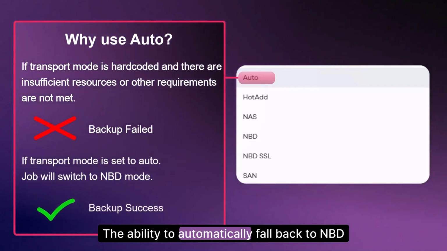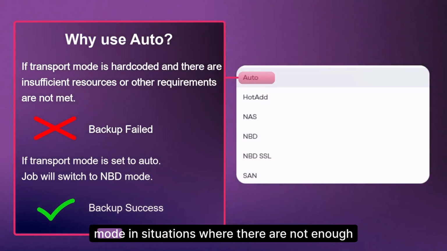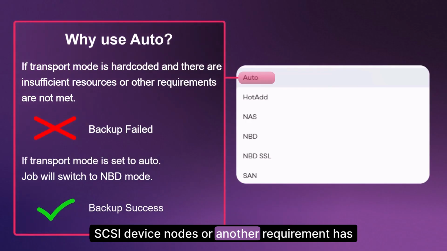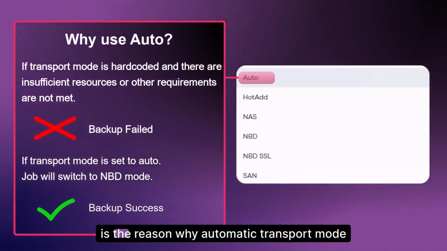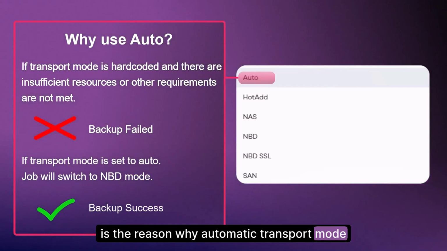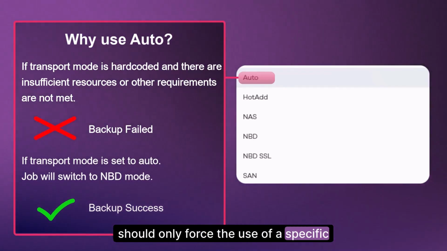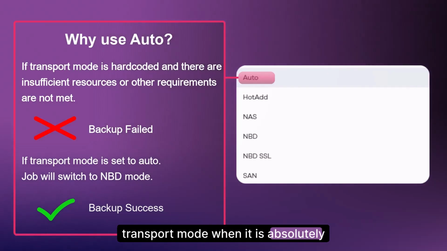The ability to automatically fall back to NBD mode in situations where there are not enough SCSI device nodes or another requirement has not been met is the reason why automatic transport mode selection is the default option, and you should only force the use of a specific transport mode when it is absolutely required.